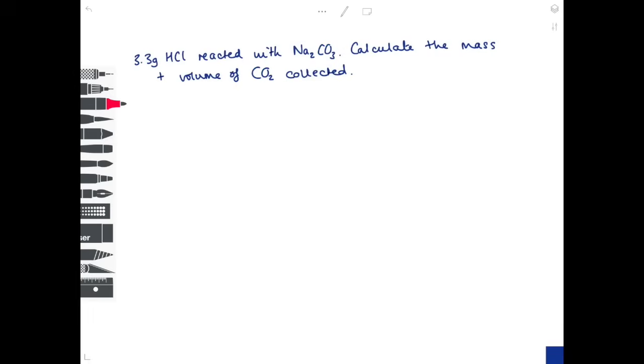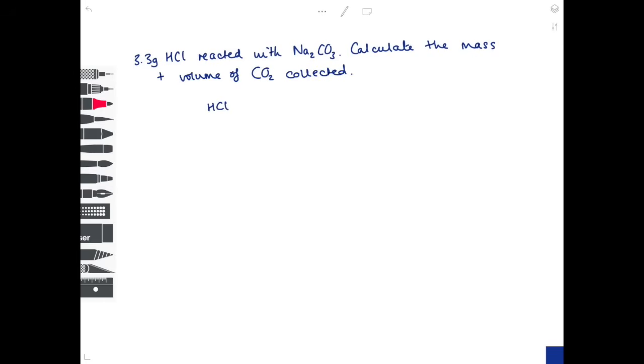So 3.3 grams of hydrochloric acid react with sodium carbonate. Calculate the mass and volume of carbon dioxide collected. Now, I do imagine that in your question paper they'll give you the balanced symbol equation, which is the starting point of this calculation. However, in another part of the exam paper, they could easily expect you to write out your own salt equations and to balance them, which is why I'm going to do all of that right now.